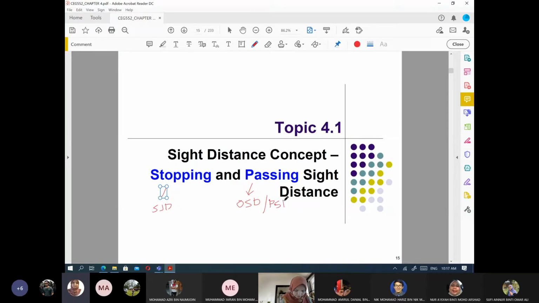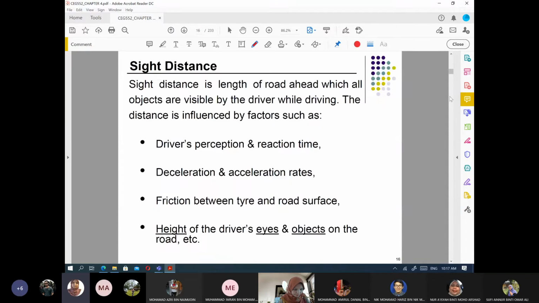I have a problem with this one. Okay, OSD or PSD, both are the same thing, overtaking and passing. And another one is stopping sight distance. Equation semua dah ada, you just follow and you actually get the value in meter lah. Okay, that is the output of sighting distance. So that is on 4.1.